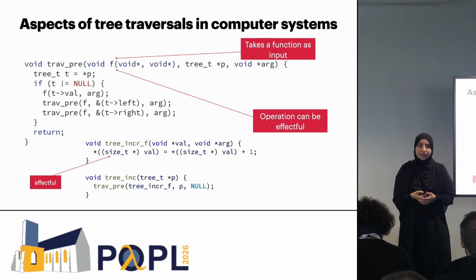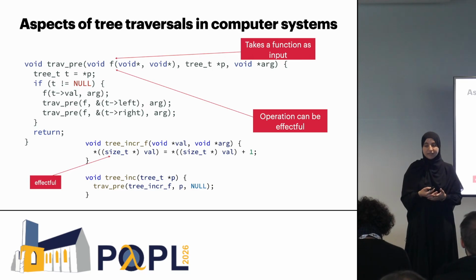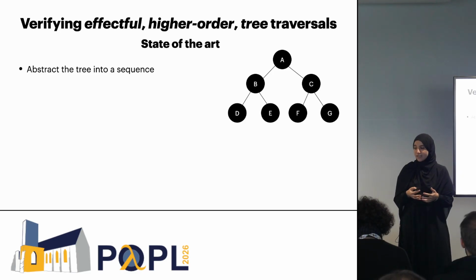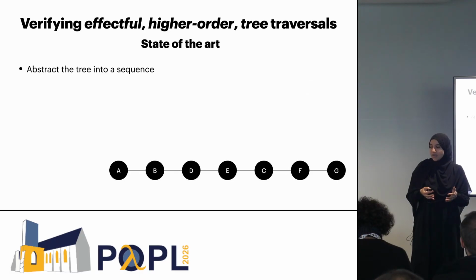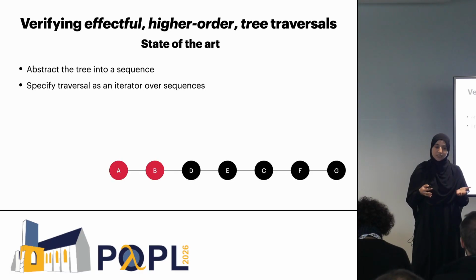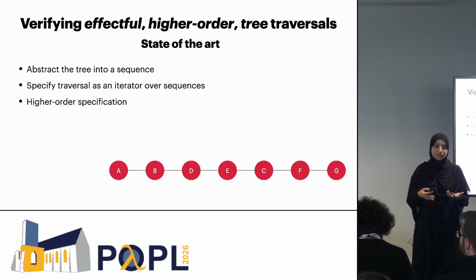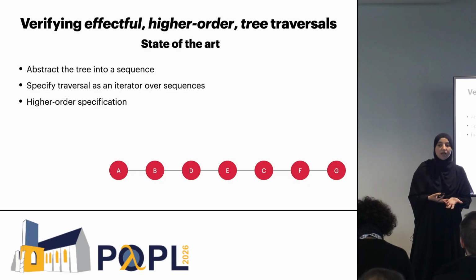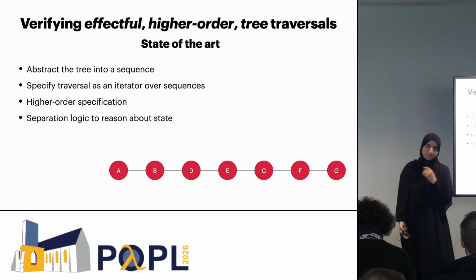So currently, the canonical way for specifying traversals that are higher order and effectful is by viewing them as iterators, where basically the specification abstracts the tree into a sequence, and then it describes that an operation has been applied to elements in this sequence. And because this operation itself is generic, the specification can be parameterized over a predicate that acts as an invariant over the sequence of elements that have been enumerated so far. And lastly, because this operation can also be effectful, like I've just shown, we can express this specification in separation logic to simplify reasoning about state.